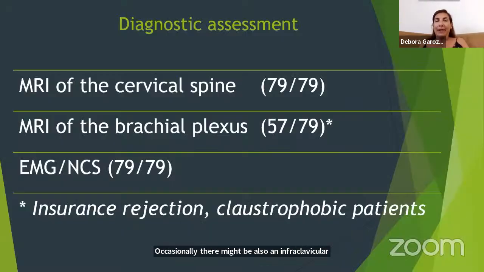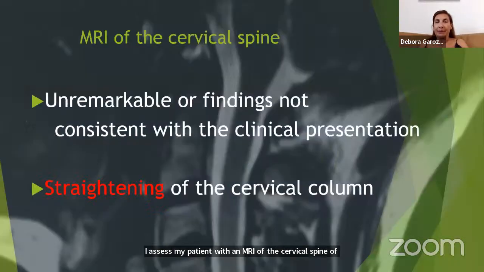I assess my patient with an MRI of the cervical spine, of the brachial plexus, and electrodiagnostic tests. The MRI of the cervical spine, most of the time, is absolutely unremarkable, except for a straightening of the cervical column.